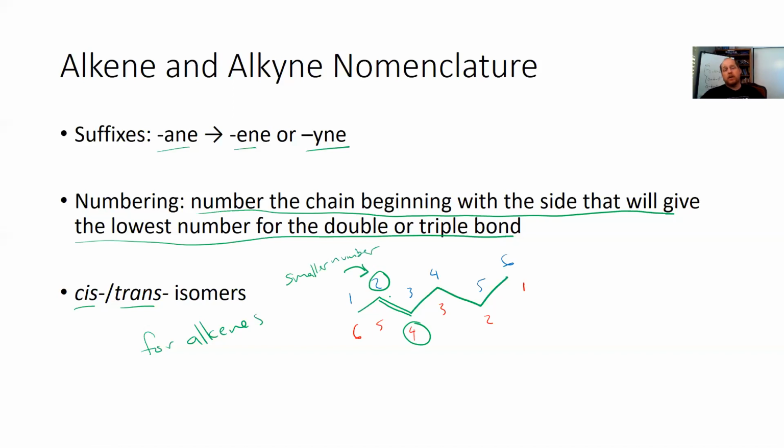And you're going to use the smaller of the two numbers anyway, so if you consider 2 versus 3, the way that this would be done is this would be written as 2-hexene. But there's this other thing for before the hexene. That's an -ene.